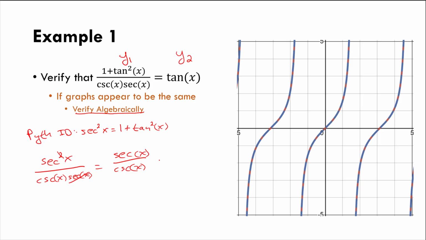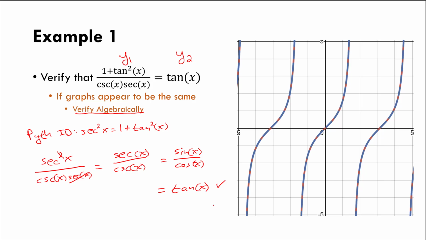Secant is the reciprocal of cosine, so this is going to be 1 over cosine of x, and cosecant is the reciprocal of sine. Since this is in my denominator, I can go ahead and write a sine of x in my numerator. When I simplify that, it can be represented as tangent of x, which is what we had on the right-hand side of our equation. So we did verify that that is an identity.